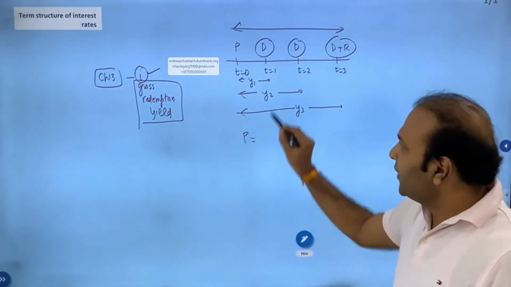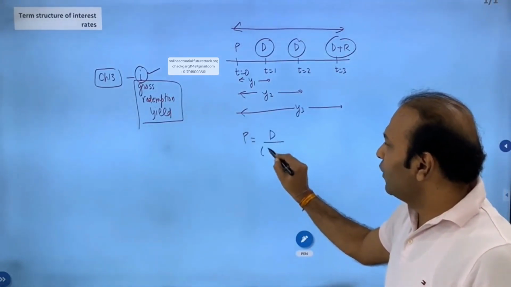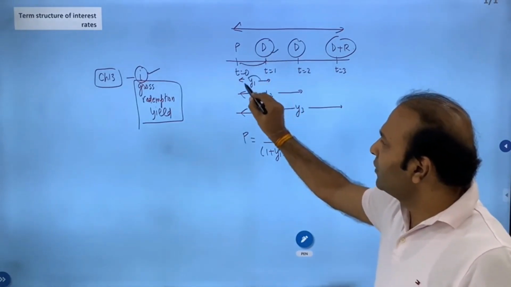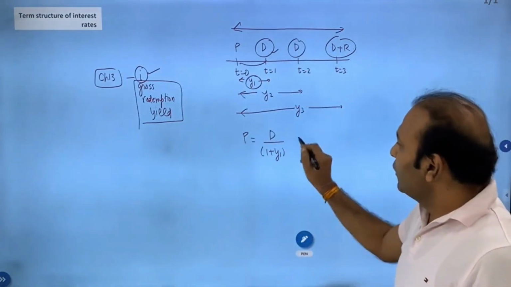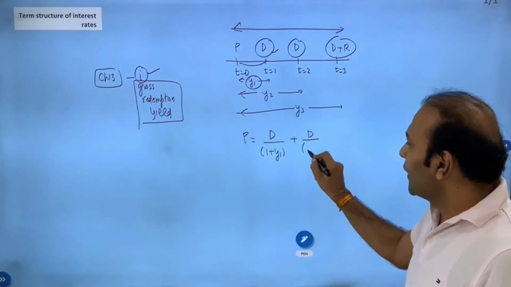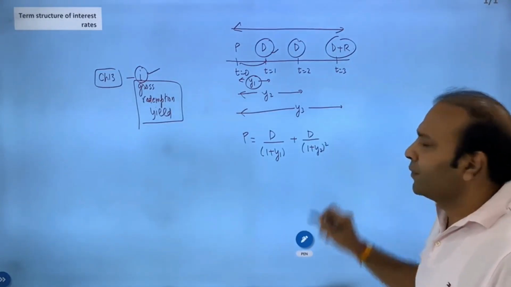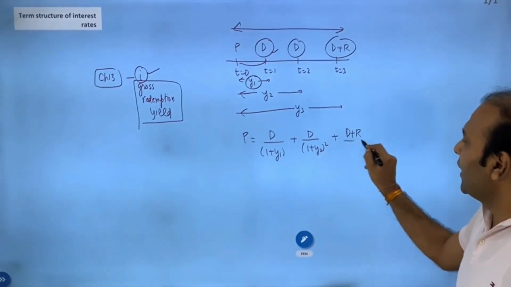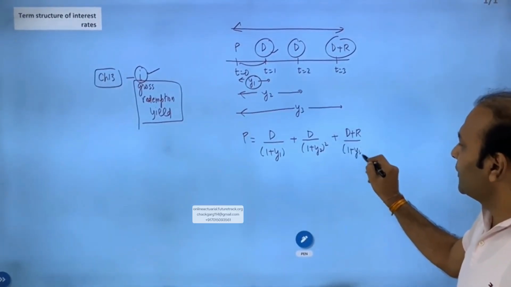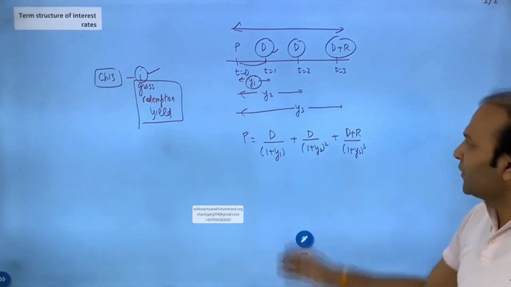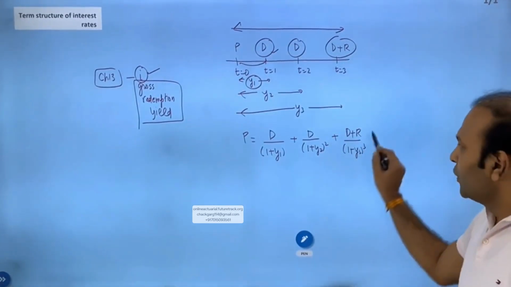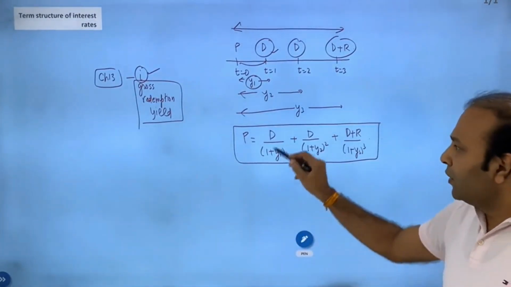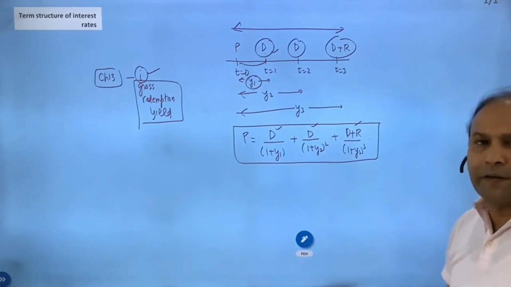Fine. So class, to find the price of this, we use D divided by 1 plus Y1. We will discount this coupon payment using this spot rate only. For the second year, we use the 2-year spot rate. Fine. And for the third year, D and R, we use the third year spot rate. Or class, you can extend till n also. Clear? So this is the way we can find the price of the bond if there is a coupon payment and the spot rates are given.